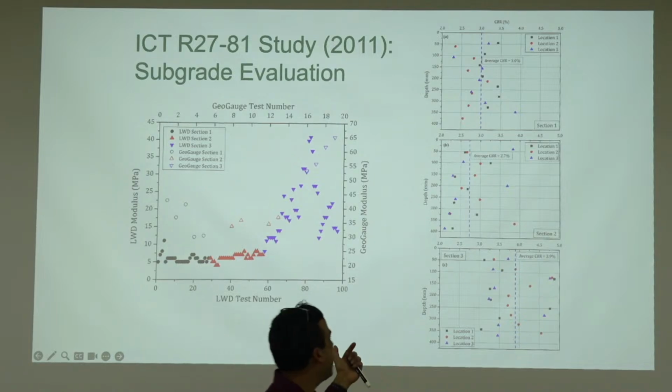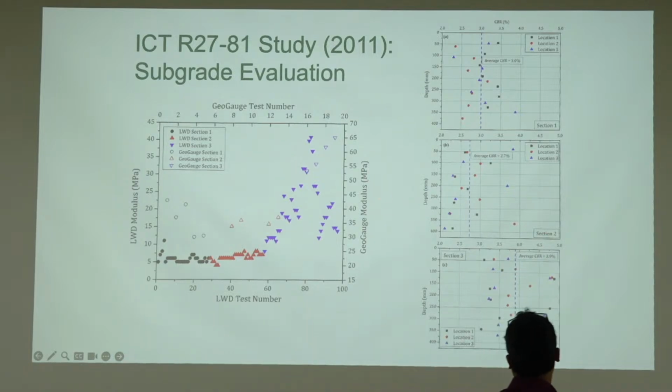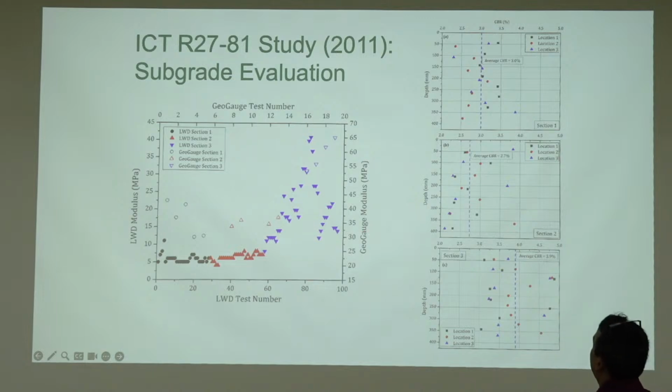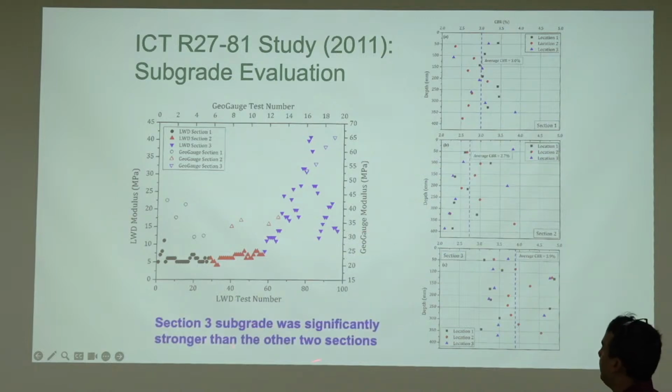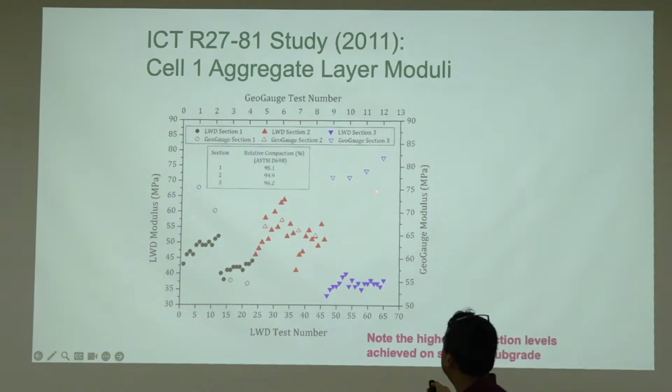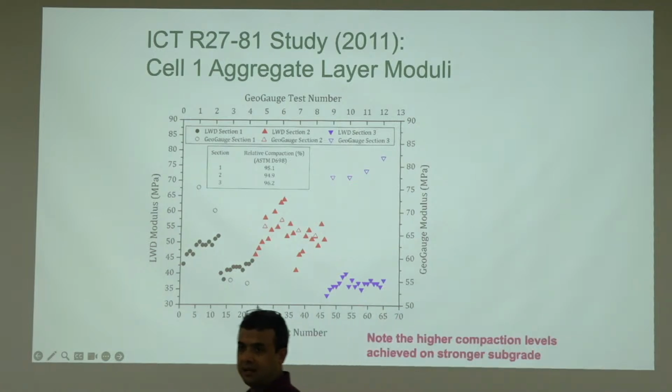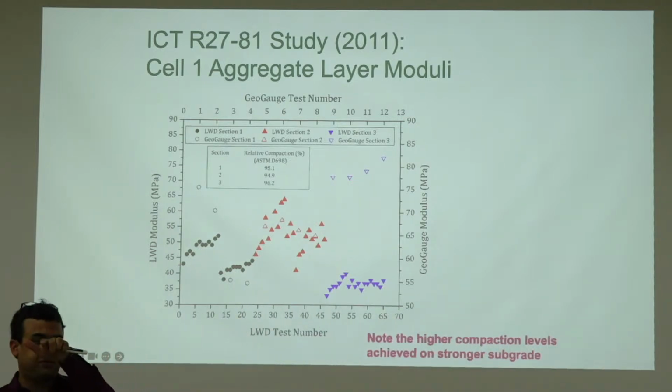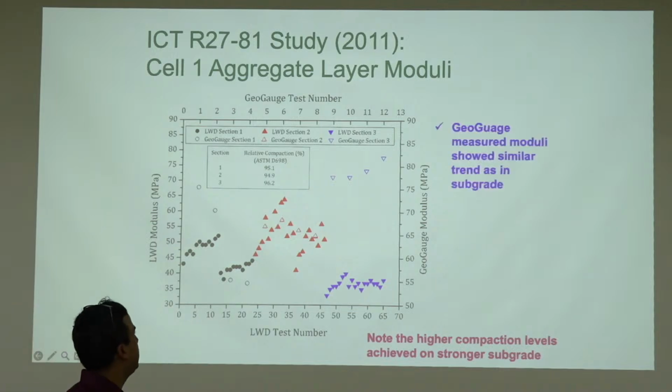So this was one example where it actually worked better in identifying the cause of what was going on, significantly stronger than the other two sections. And this is what it was. And look here, section 3, even relative compaction was the highest, 96.2, but LWD modulus was not showing that, but GeoGauge modulus was actually tracking it because it was able to isolate, because it's within the layer and stuff.